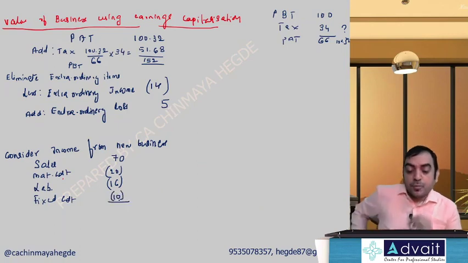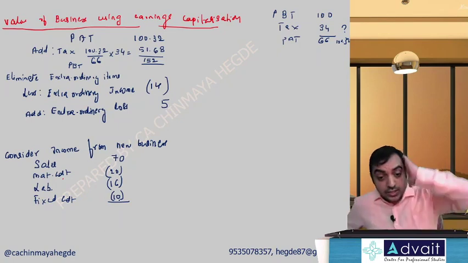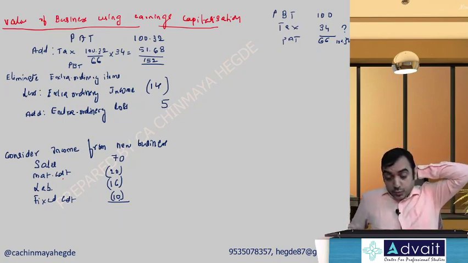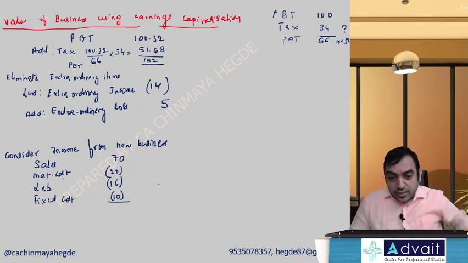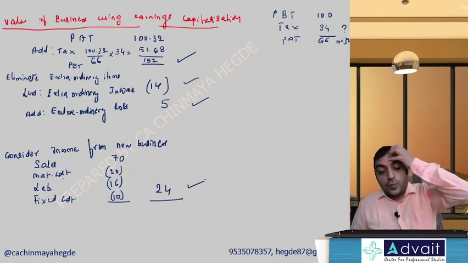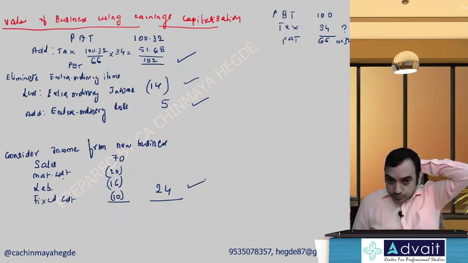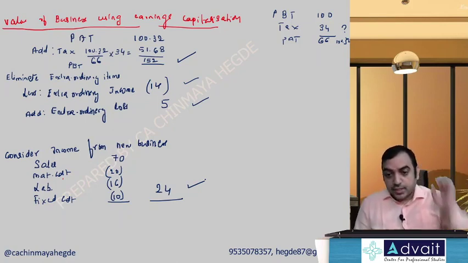So what is the income from new business? 70 minus 20 minus 60 minus 10, 30, 46. I think 24 you get. 24 profit. So what is the net income now? 150 minus 14 plus 5 plus 24. How much you get? 180 something I think you get.